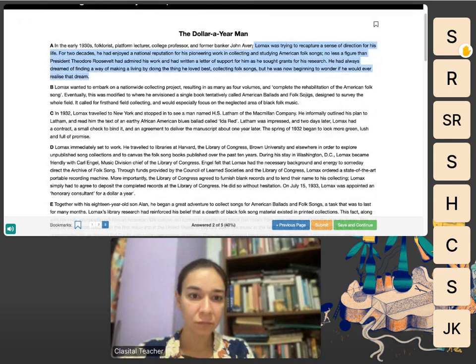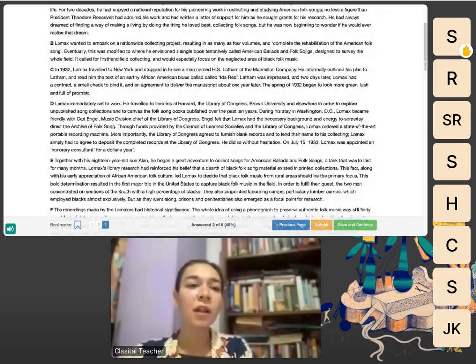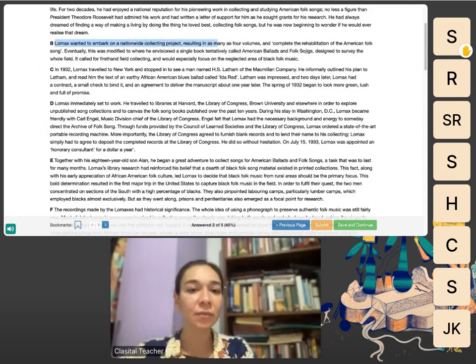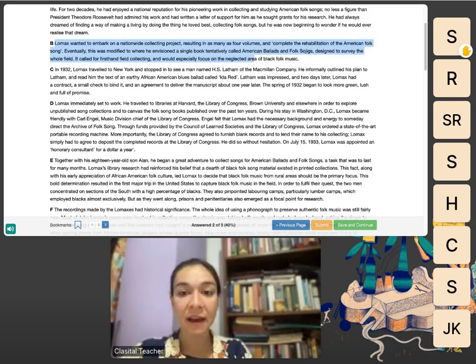We haven't seen anything about the books. Lomax wanted to embark on a nationwide collecting project, resulting in as many as 4 volumes and complete rehabilitation of American folk songs. Eventually, this was modified to where he envisioned a single book tentatively called American Ballads and Folk Songs, designed to survey the whole field. It called for first-hand field collecting and would especially focus on the neglected area of black folk music.